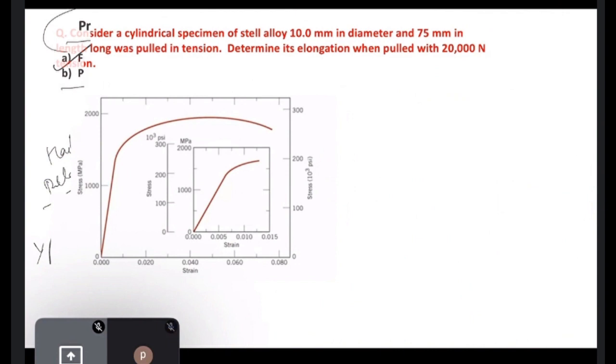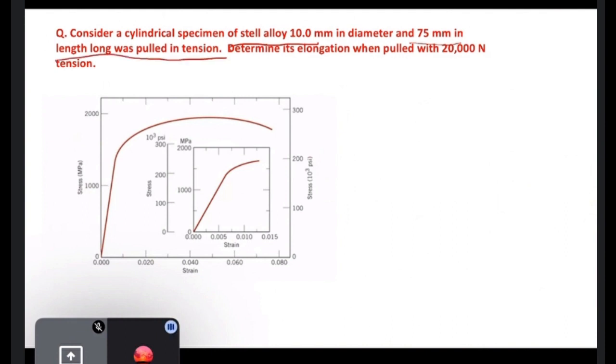Now, next question. Consider a cylindrical specimen of steel alloy, 10 millimeter in diameter and 75 millimeter in length, which is pulled in tension. Determine its elongation when pulled with 20,000 Newton tension. You have this plot over here. This is a stress strain plot.